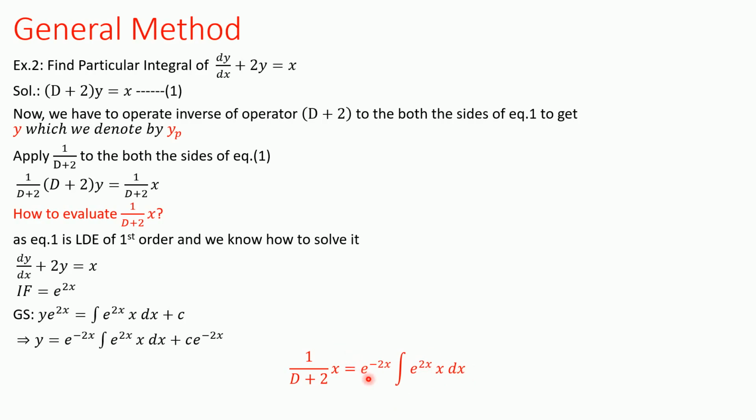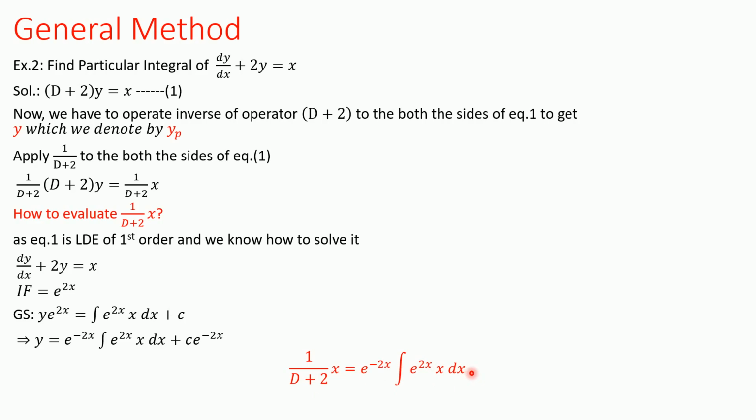So here we are multiplying by e raised to minus 2x. You can see here we have D plus 2 and here e raised to minus 2x. So if D plus 2 is a factor of our auxiliary equation, its root will be minus 2. So that minus 2 is here, e raised to minus 2x, and integration of e raised to 2x. We have D plus 2 and the same 2 is here, e raised to 2x, and this is our function x dx. So this is how 1 upon D plus 2 operates on x.